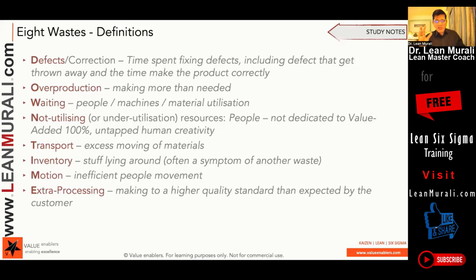There is also another acronym called TIMWOODS, which is an equivalent word to this. Earlier they used T as in transportation, I as in inventory, M as in motion, W as in waiting, and O as in overproduction and O as in overprocessing. Both O's, WOODS: overproduction, overprocessing, D as in defects, and S as in skills underutilized. And that is the thing that we have to do, what is called Muda hunting.